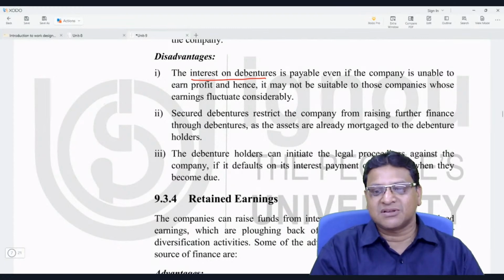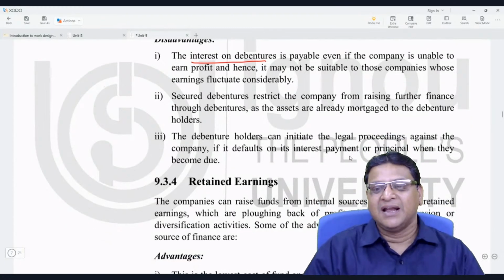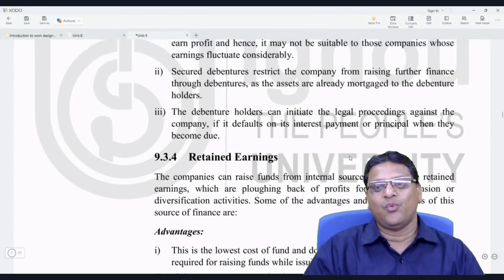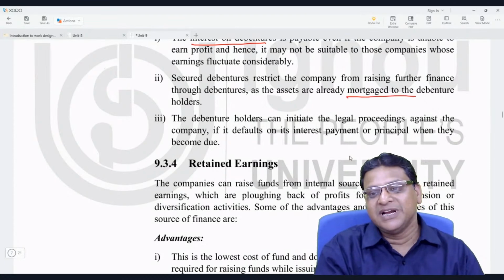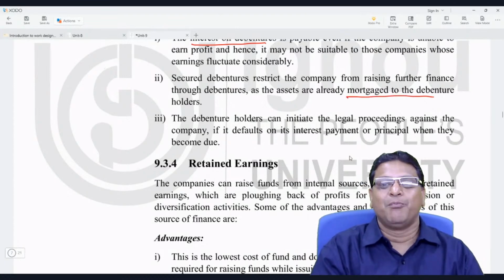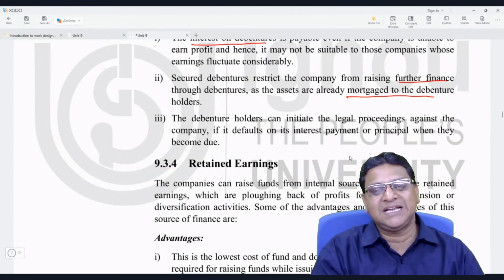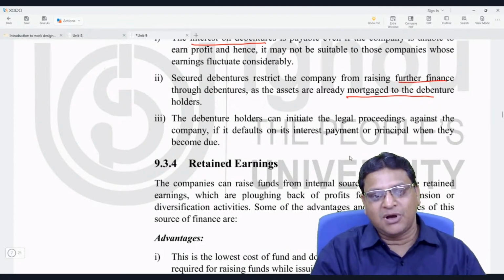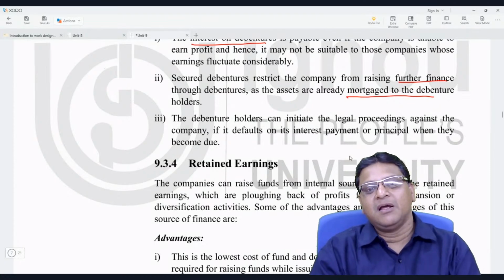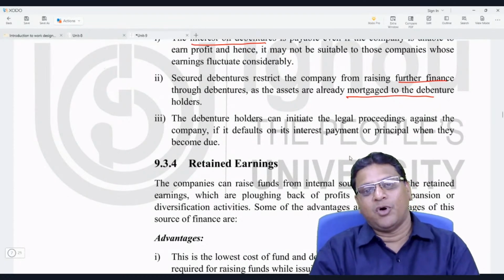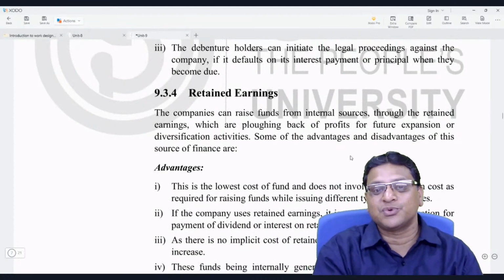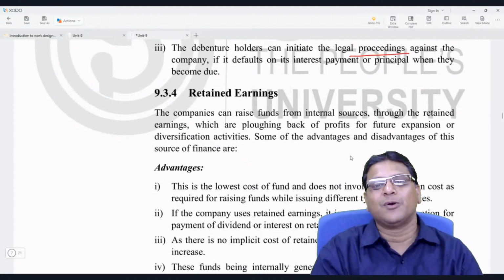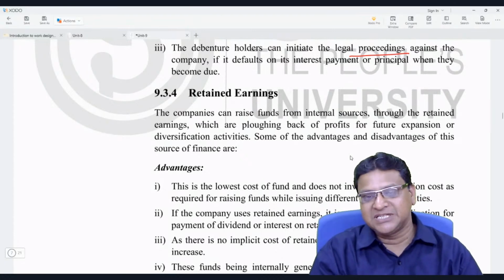Next, debentures are given mortgage. Once the assets of the company are mortgaged to debenture holders, it will be very difficult to raise further finance by mortgaging the assets further, because they have already been mortgaged when you issue debentures. Then debenture holders can initiate legal proceedings against the company if the company does not pay their principal in due time.